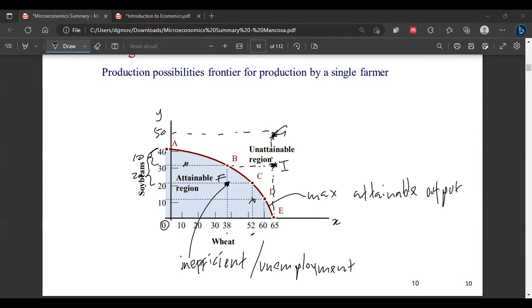This combination is impossible, because in order for us to produce 30,000 tons, the resources that are then left can only make us produce 38. Not 65. We don't have enough resources to produce 30 tons and 65. I'm not sure if it's making sense.